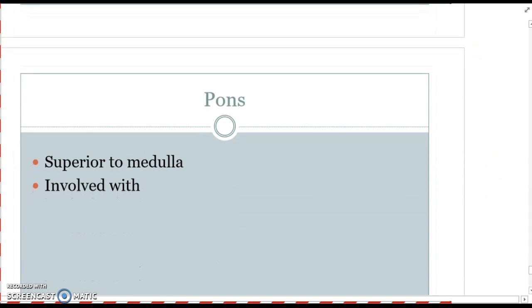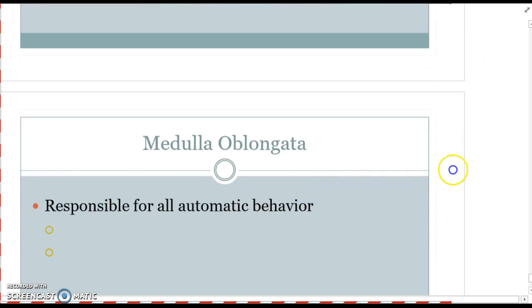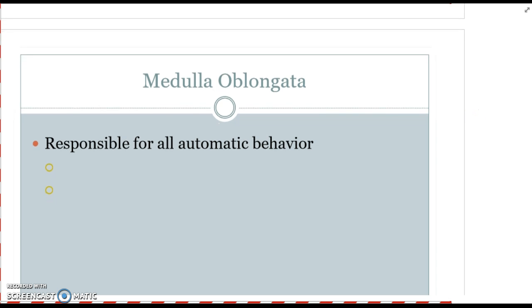And then the pons, what it means by superior, remember that term again, superior, in front of the medulla. It is involved with things like breathing, because you don't think about doing that at all. Eye movement, like blinking. And then the last thing, the medulla oblongata, is responsible for all automatic behavior, things that you literally do not think about doing at all.